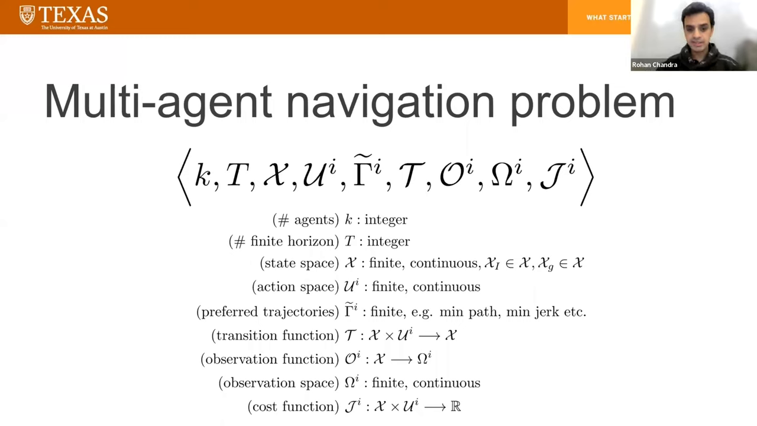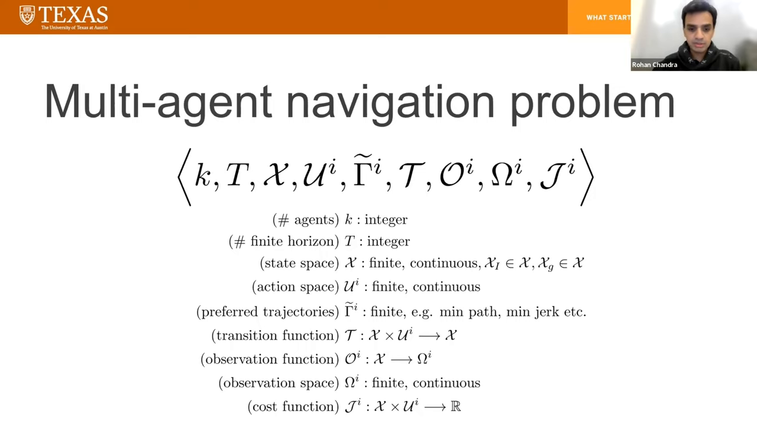The action space is specific to each robot. So depending on the kinodynamics of each robot, we don't assume them to be the same. Each robot can have their own kinodynamic constraints. So this can result in different kinds of action spaces. So that is indexed by I. So I indexes over all the robots. And this is finite and continuous.